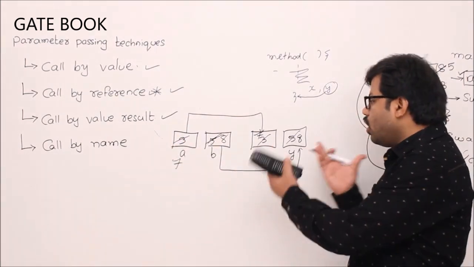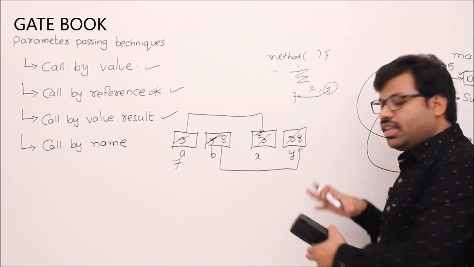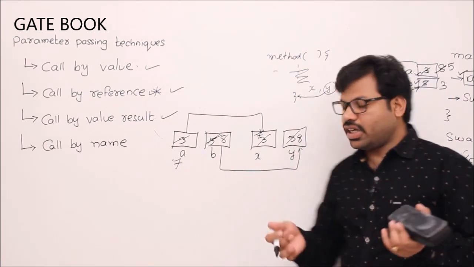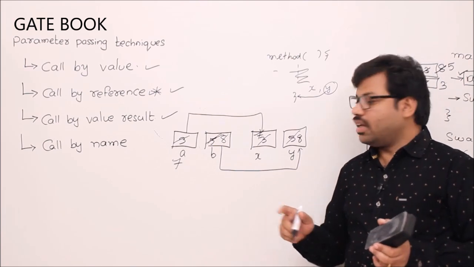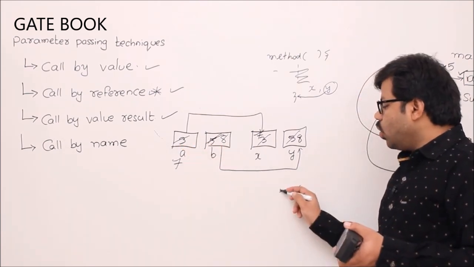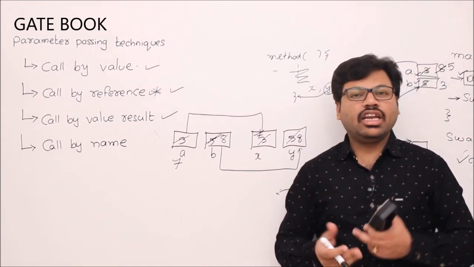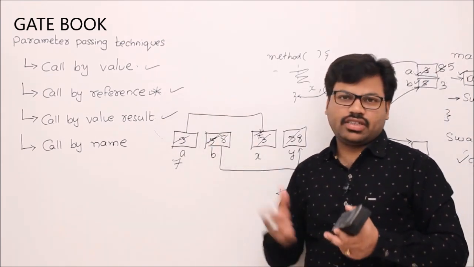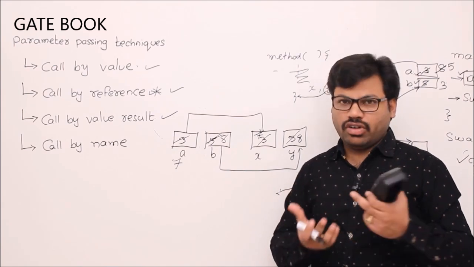We are taking local copies and we are modifying them. There may be hundreds of modifications for these parameters. Then we never modify A comma B for that. At the end of the day, we modify them only one time, so it will be more efficient than call by reference, right? That means with respect to time.